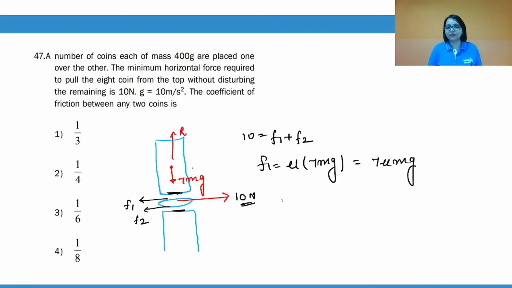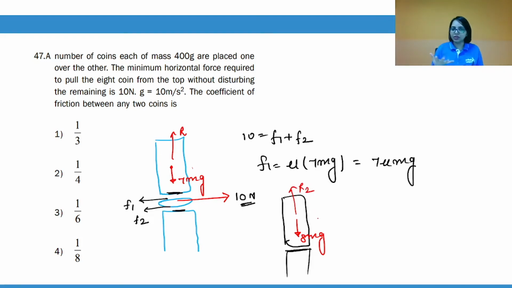On the lower face, you can see that it will be nothing but the interaction of the lower surface of the coin and the rest of the pile, like this, right? So over here, we'll have to include all the 8 coins. So 8 mg will be in downward direction, normal reaction R2 will be in upward direction, and friction F2 on the surface will be like this. So F2 will be mu into 8 mg, right?